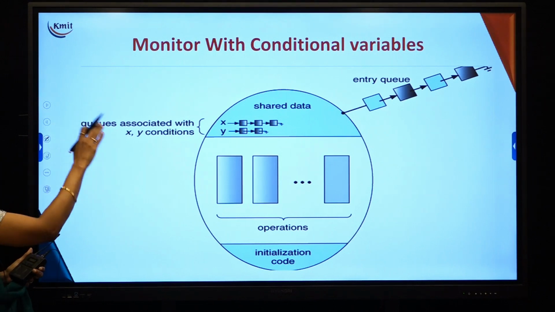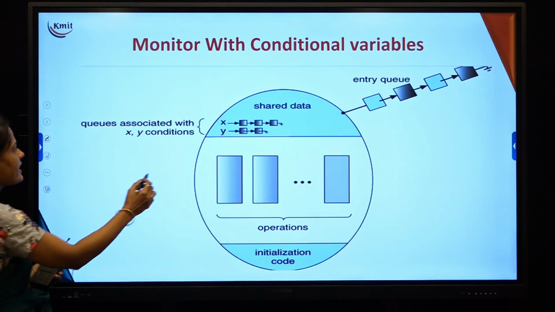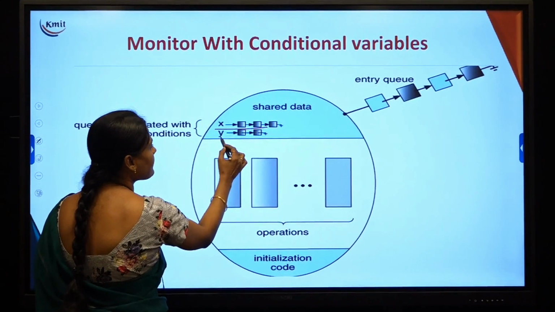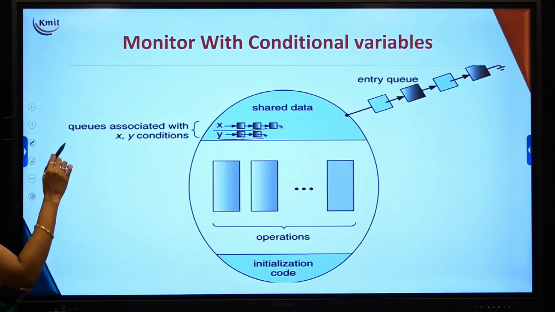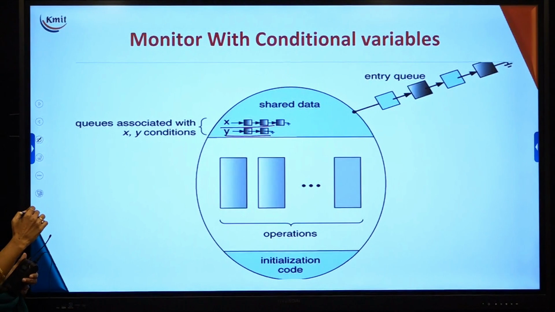Now, whatever condition variables we have seen here, the same thing will be implemented. So X is your condition variable, and these are your X and Y variables associated with wait and signal.